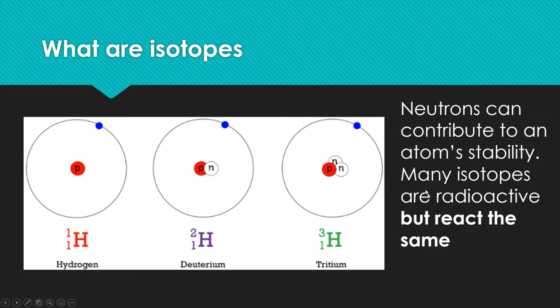So they react the same, or at least in similar fashion, but they could have different properties. Like tritium here, the hydrogen with two neutrons and one proton. This is radioactive because this nucleus is unstable.